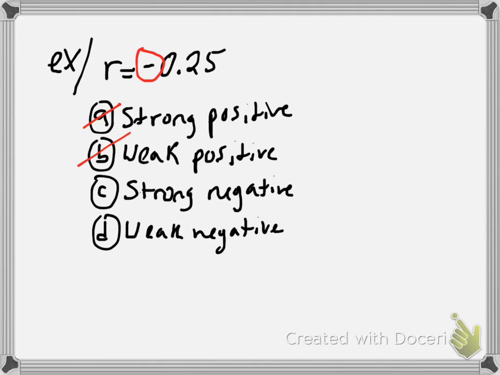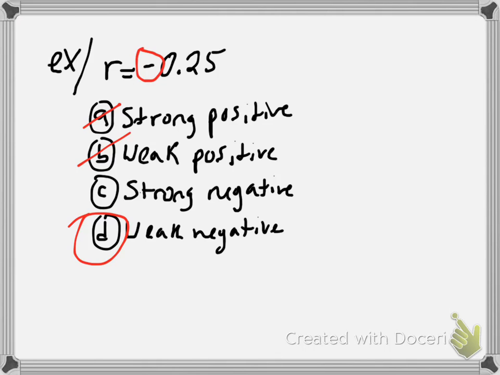They're not going to give you one that's like a 0.84 and ask you to determine the correlation, just like I'm not going to give you one. That's not very nice to do. But in this case, 0.25 is much closer to 0 than it is to negative 1. So this one would be considered a weak negative.